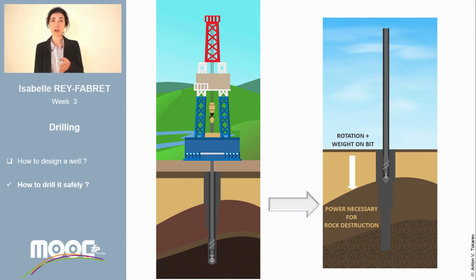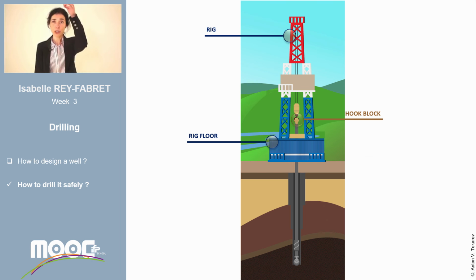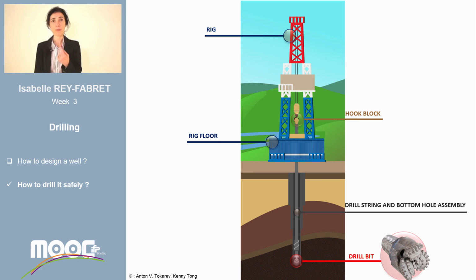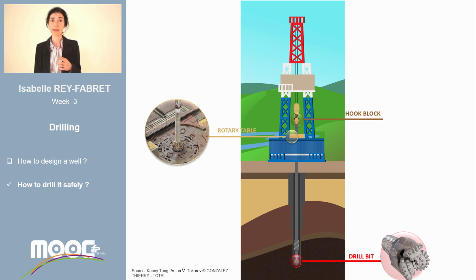Mechanically, a vertical force applied on the drilling bit, the weight on bit, together with a movement of rotation, generates down to the bit the power necessary to destroy the rock. A hook hangs up the drill string, which is composed of several tubulars screwed together, and at the bottom there is a drilling bit. Both the weight on bit and the rotation per minute, which is given by the rotary table located at the rig floor, are controlled by the driller to maximize the rate of penetration of the bit.